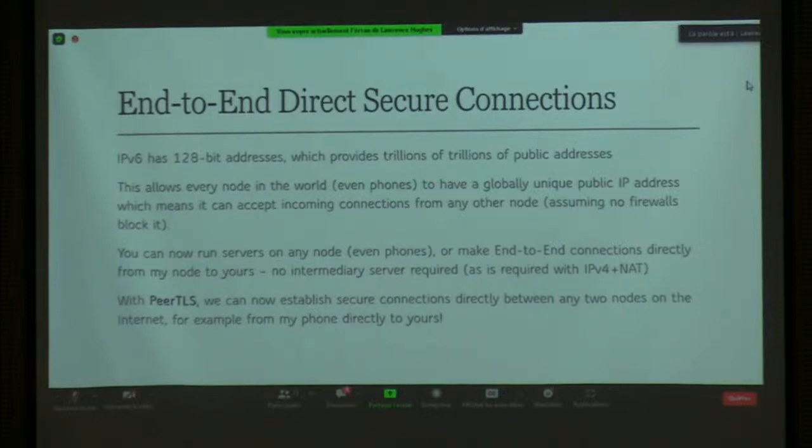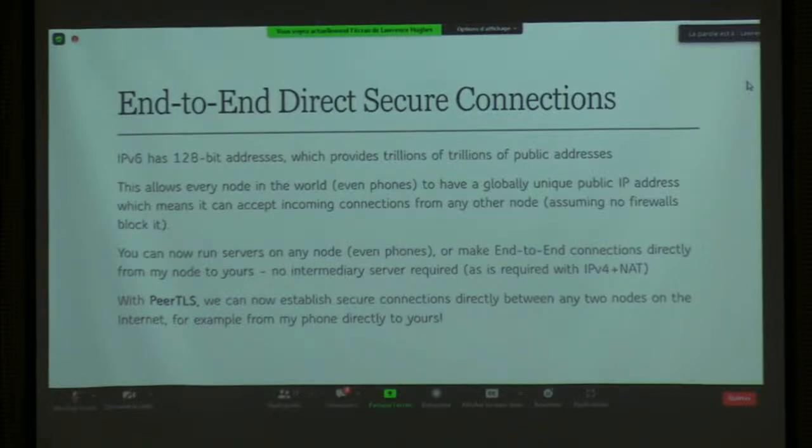You can now run servers on any node, even phones, or make end-to-end connections directly from my node to yours. No intermediary server is required. In IPv4 plus NAT, if I want to send an email to you, I make a connection to an intermediary email server somewhere. It then relays the message to your email server, then you make a further connection to pick up that email over IMAP. That's 3 connections. If I'm doing chat, typically I would make a connection to an intermediary server and you would make a connection, and that server would relay things back and forth between us.